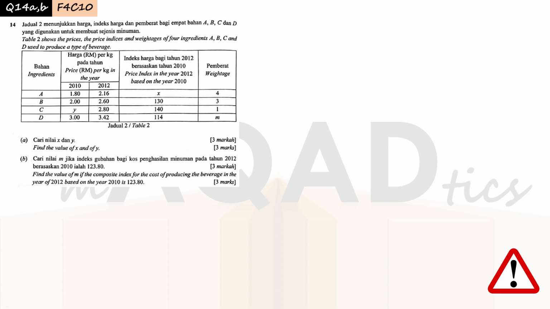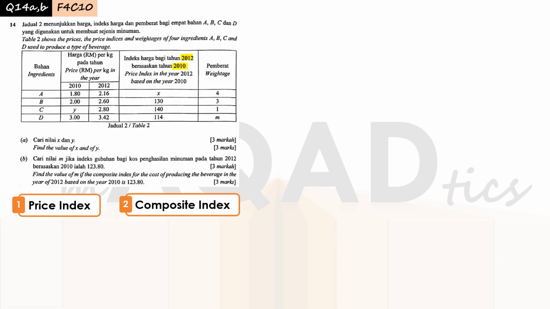Question 14 focuses on index numbers, and I would say in general for the questions in this chapter, we need to take note of the years given. Sometimes they might give us a lot of years and then we will get confused. Here the years given would be 2012 and 2010. Also, in this chapter we will always use these two formulas only, which are also given in the formula sheet, which are the price index and the composite index.